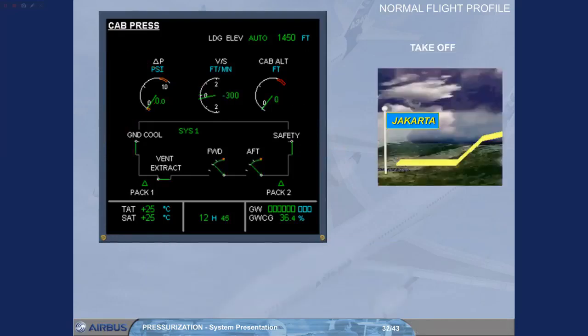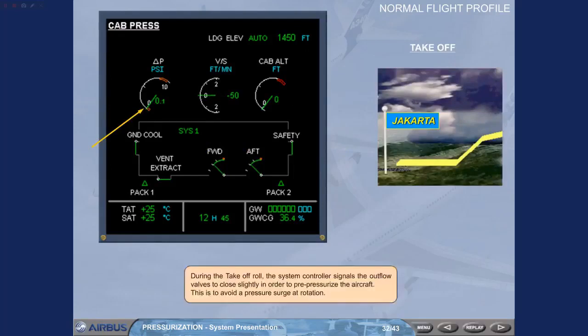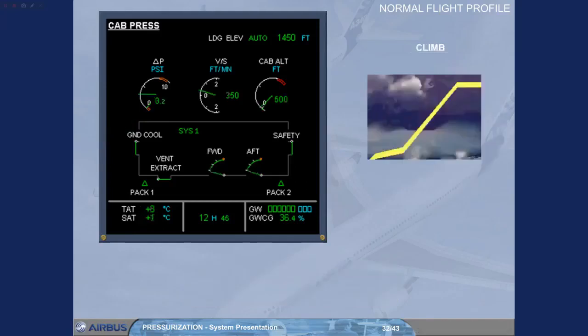During the takeoff roll, the system controller signals the outflow valves to close slightly in order to pre-pressurize the aircraft. This is to avoid a pressure surge at rotation. At liftoff, the controller initiates the climb phase, and cabin altitude varies according to a fixed law, taking into account the actual rate of climb of the aircraft. The outflow valves will move as required to achieve this.